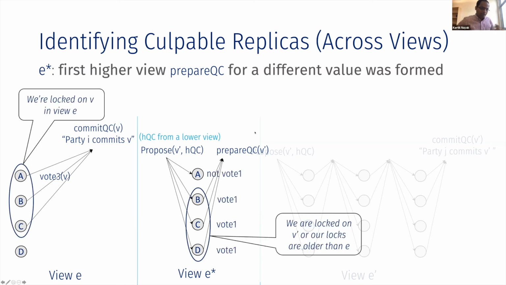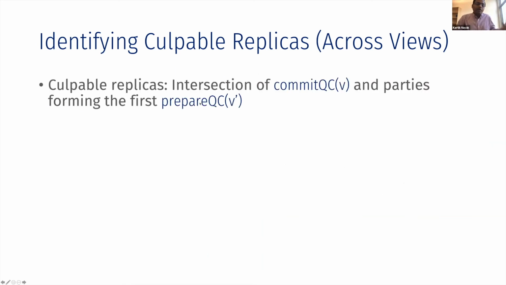So again, how do I identify these culprits? We simply take an intersection of the parties who did a vote 3, who were responsible for guarding the safety of value V. They said, well, we are locked on value V in view E. And the parties who did a vote 1 in view E star, which is the first higher view. So over here, they made a contradictory claim, which says we're locked on V prime, or our locks are older than E. Both of these are false. So you can detect culpable replicas.